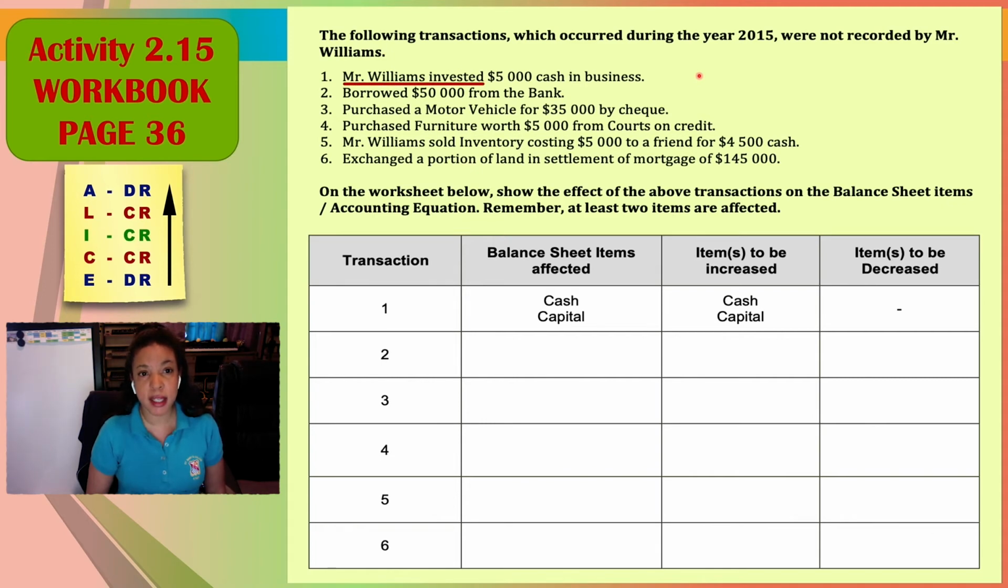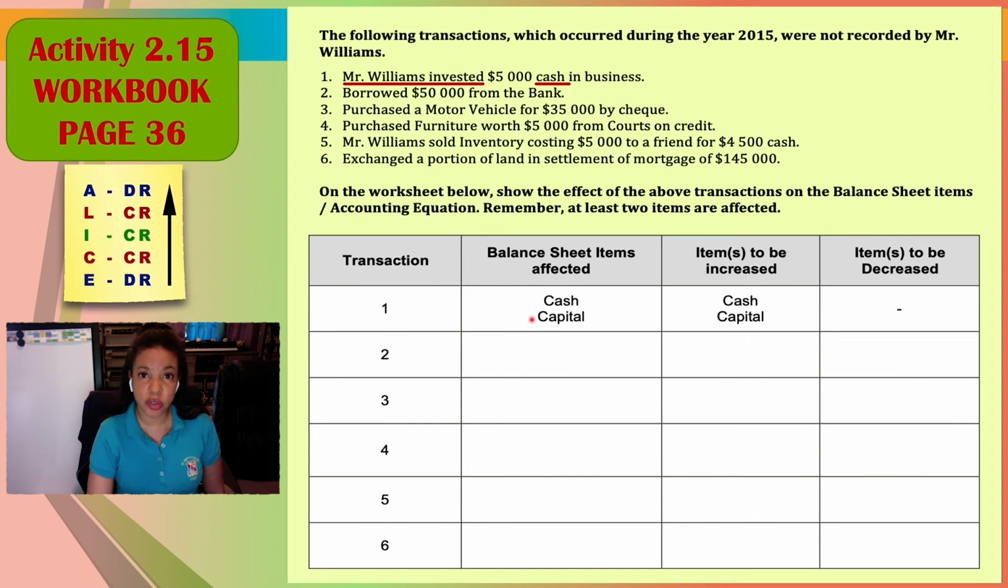So Mr. Williams invested. It's his business. That means he's the owner. Invested, that means that is capital. That is why they have capital here. And what did he invest? He invested cash. And that is why the 2 accounts that are affected, the 2 balance sheet items that are affected, would be cash and capital.